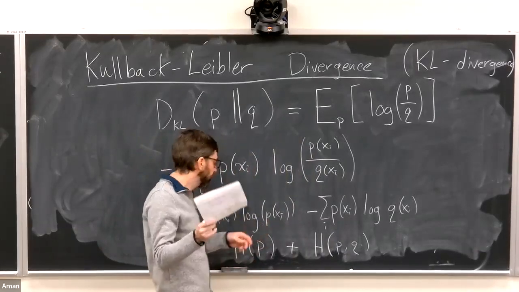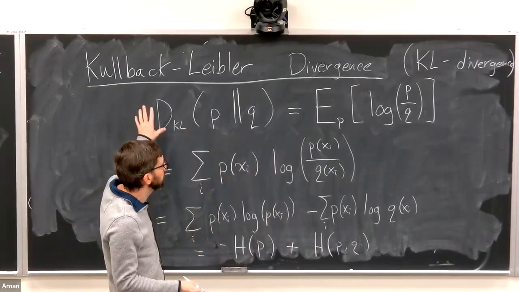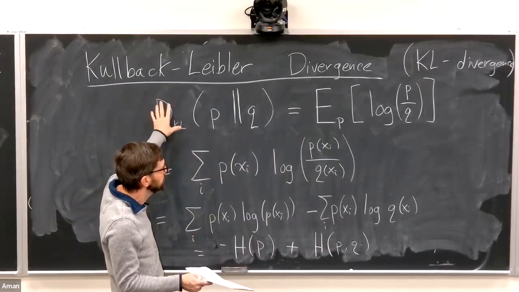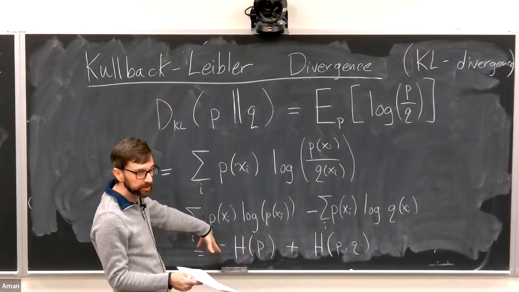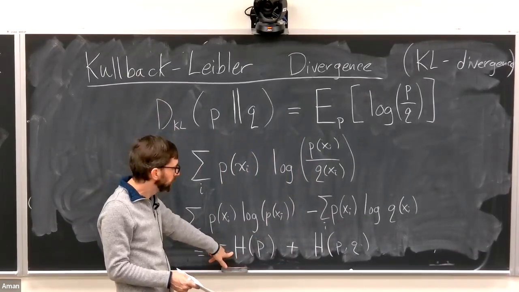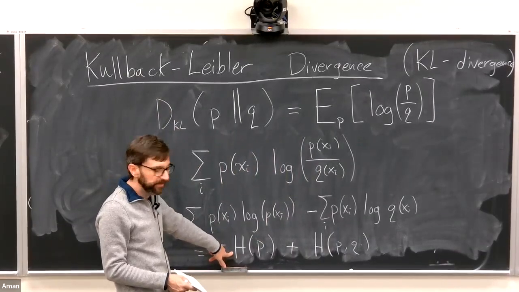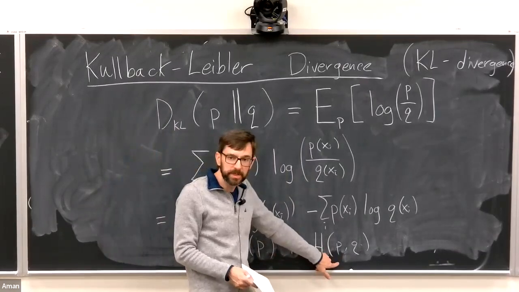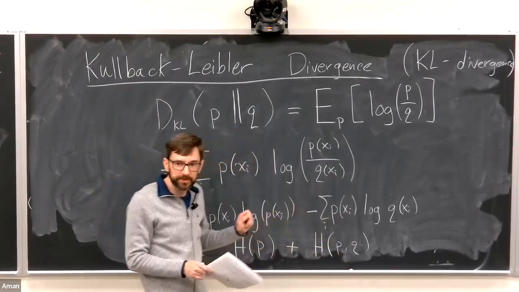I'm out of time, but the point is that the definition and the connection to entropy for KL divergence is that it's really the negative of the entropy of one random variable, plus the cross entropy of the two random variables.